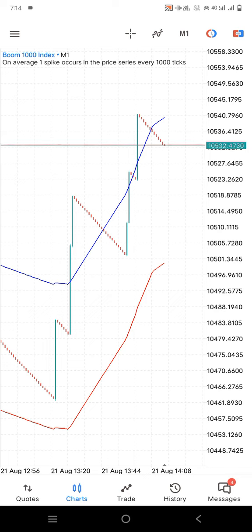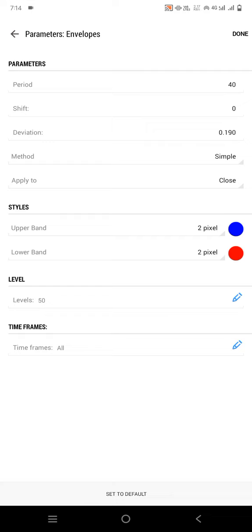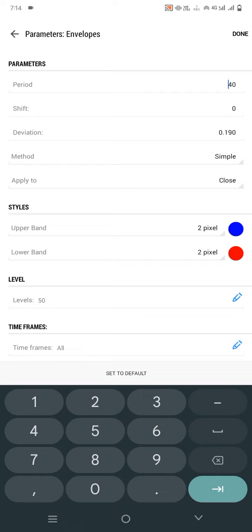So let's get started. First of all, if your MT5 is updated, click on the indicator icon and click on Envelopes. Envelopes is a very popular indicator for trend trading. First of all, you have to select the period as 40, which is showing here. Look here, period is 40. Just change the number to 40, and the shift will be 0.